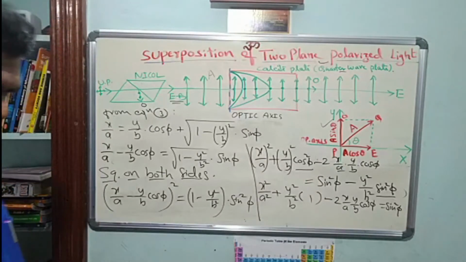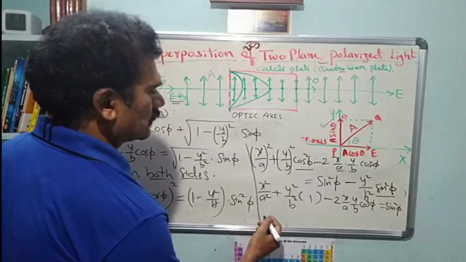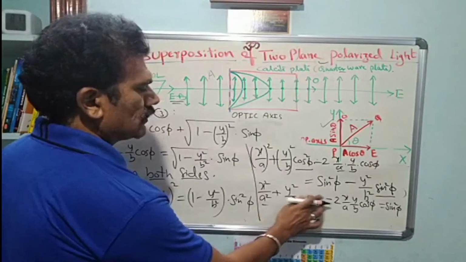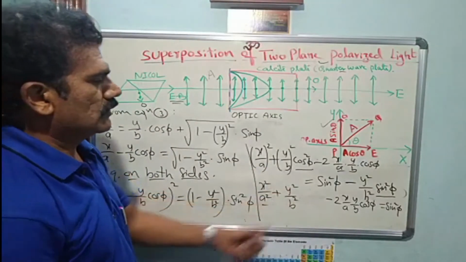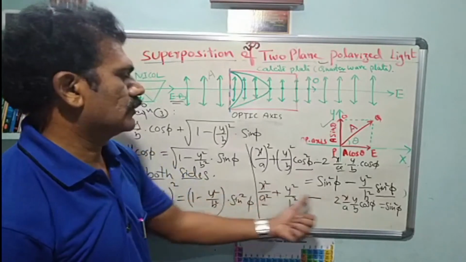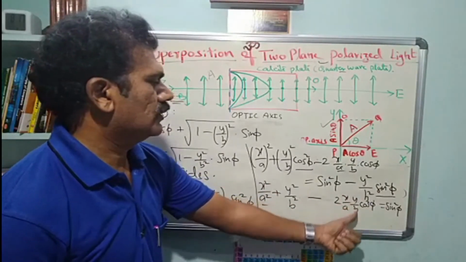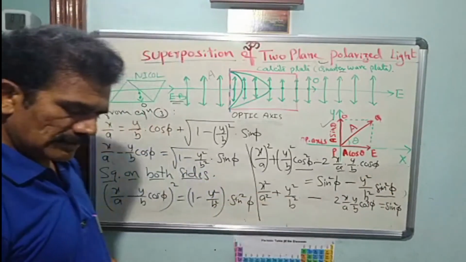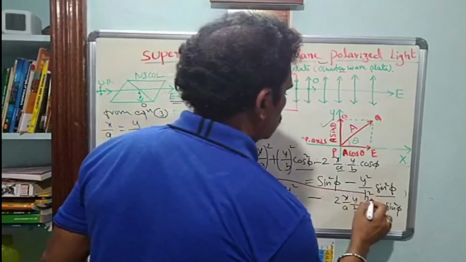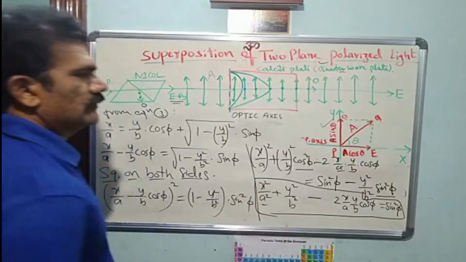And then the simplified term is nothing but what? Just x square by a square, y square by b square. No need to write even 1 also here, right? So y square by b square with negative sign minus 2 times of the same term, x by a, y by b into cos phi is equal to sin square phi. Is that it? So this is what actually we want to discuss, the superposition of the two waves.